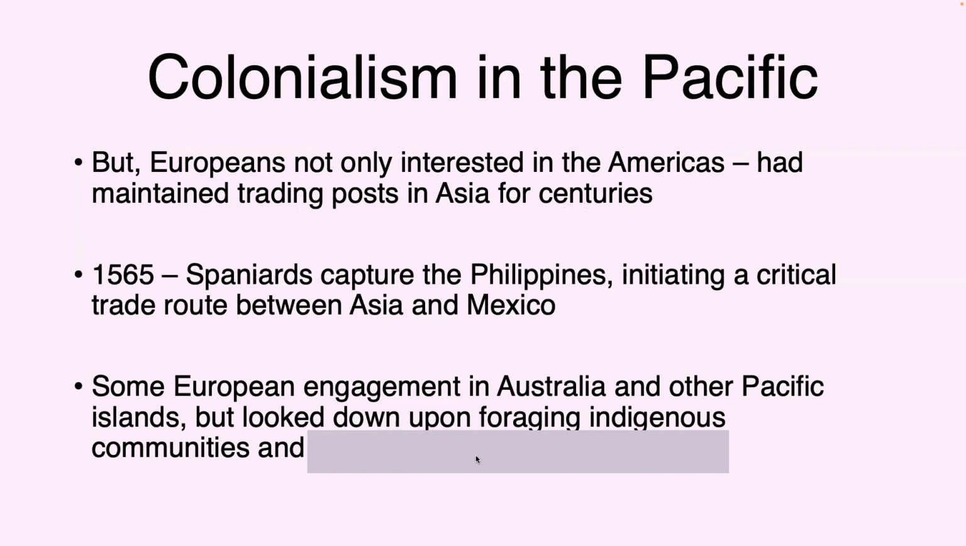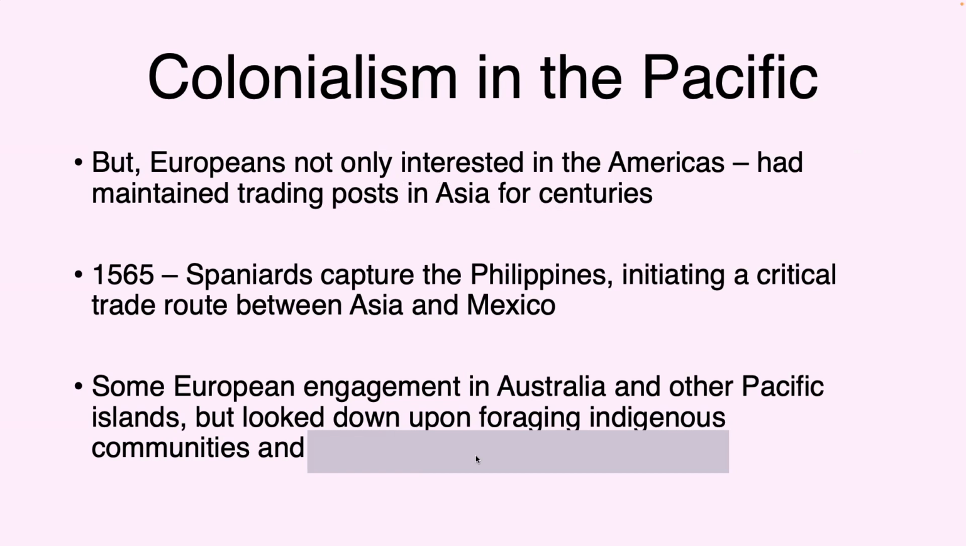With the capture of the Philippines, the Spaniards can directly ship goods from Asia to the western coast of Mexico, primarily Acapulco. Acapulco was and still is a key trading port, but particularly during the colonial period it was critical for this transfer of goods between Asia, the Americas, and then subsequently Europe.